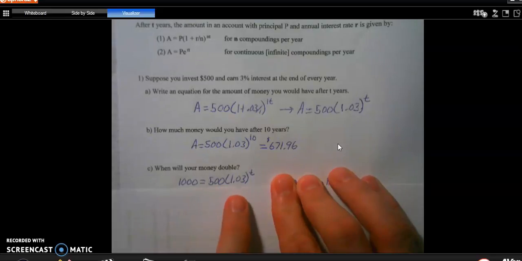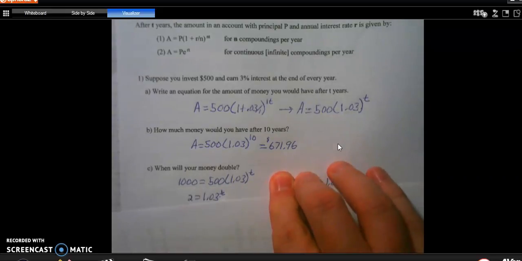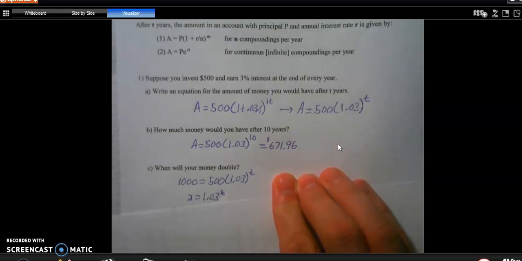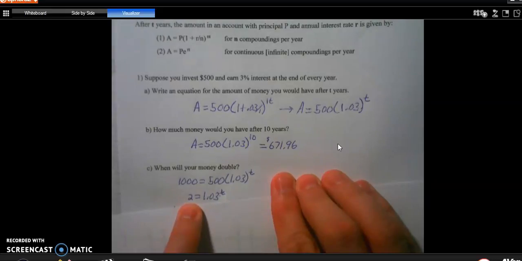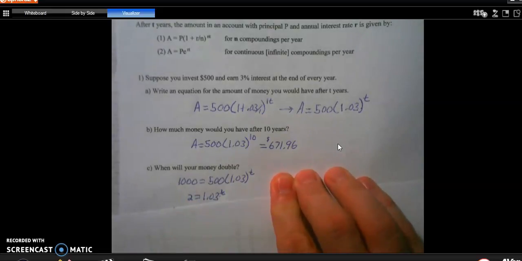A huge mistake to make in this class would be to try to multiply 500 times 1.03 and then raise it to the t. You cannot do that. You're completely missing the order of operations if you do that. So you can divide by 500. So you end up with 2 equals 1.03 to the t. Now that should make sense, because 2 means that you have doubled your ending amount. So now you apply your logarithms, and I suggest you pause the video and I'll put the answer up, so try it.